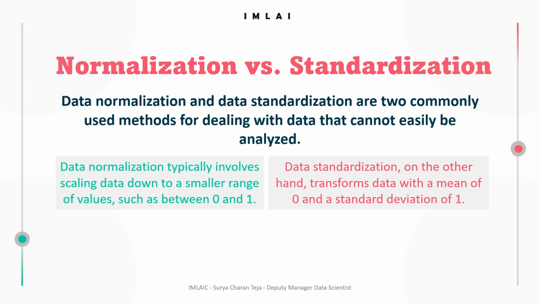So again, I'm repeating the difference between normalization and standardization. Data normalization typically involves scaling data down to a smaller range of values, such as between 0 and 1. Whereas data standardization, on the other hand, transforms data with a mean of 0 and a standard deviation of 1.